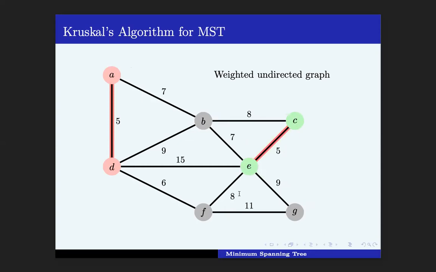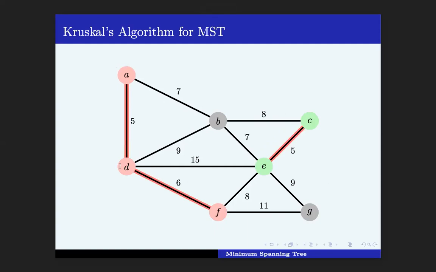Now that I have chosen this one, I take the representative of E and C is C. So the representative of E is C, and the representative of C is C. Now I take the next edge, which is the edge DF. So what should I do now?